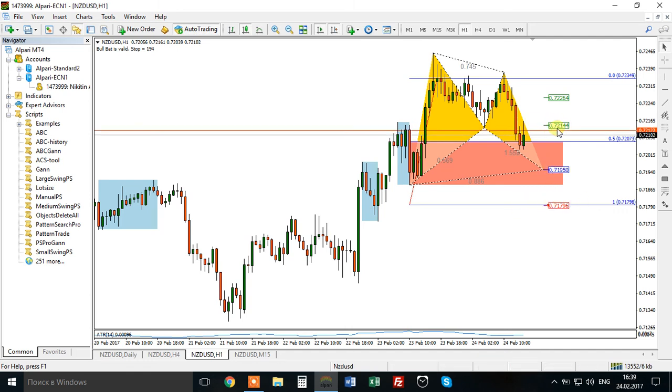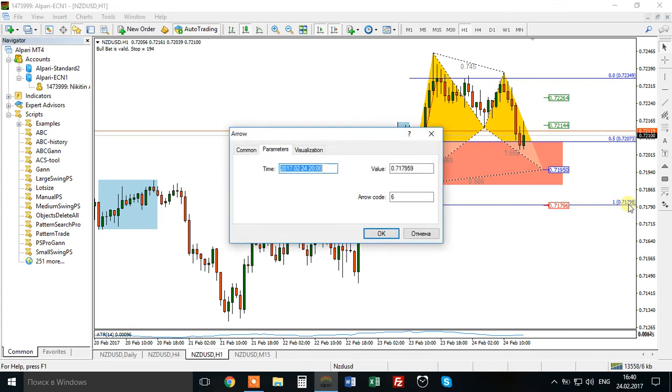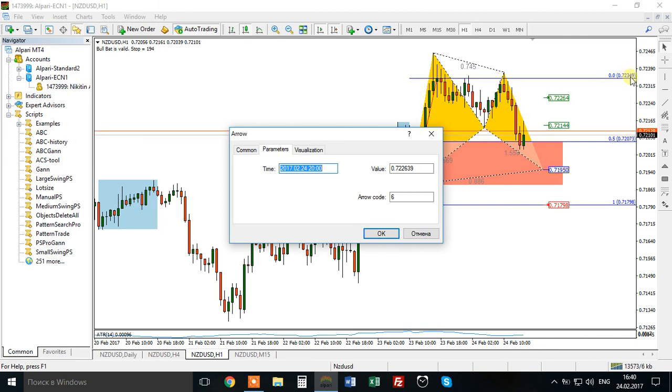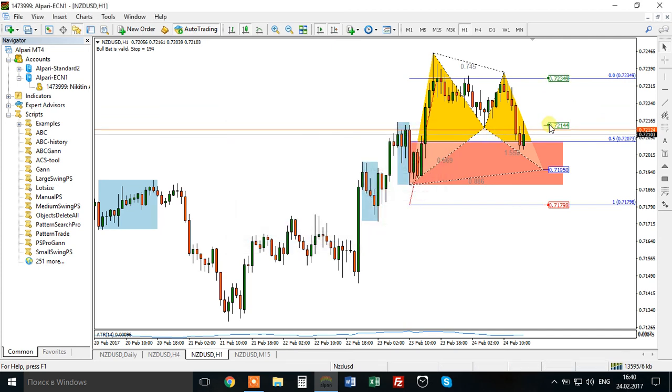So instead of having that 113, I will have a 180. 71.79.8, and my target will be 72.34.9, this way. I don't need this target anymore. So this is the way I trade.